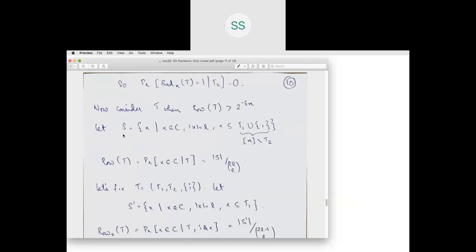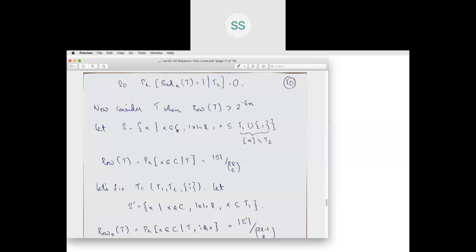So to understand that, we'll first define the set S, capital S, which is the set of all x, the rows, which are in C of length L, such that x is contained in T1 union I. Okay, so this is an I, not a 1. In other words, S is a candidate element that has non-zero measure in the rows, but it's also included in C.